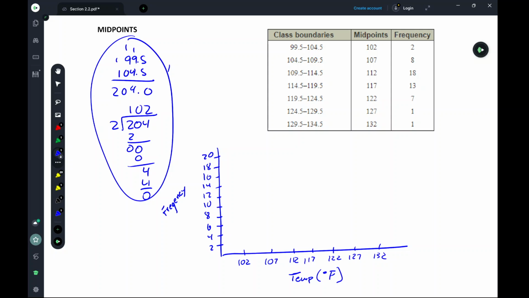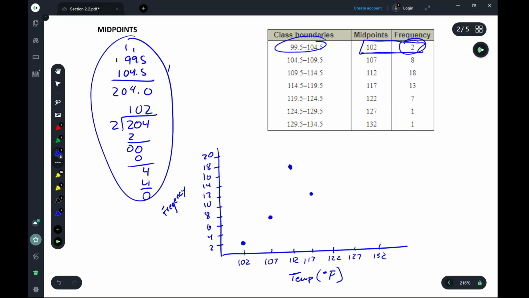Now what I'm going to do is put a point, not a bar, at each of these midpoints associated with its connected frequency. So the midpoint of 102 for this class boundary had a frequency of 2. So at 102, I'm going to put a point at 2. At 107, I'm going to put a point at 8. For 112, I'm going to put a point at 18. For 117, I'm going to put a point at 13. And then at 122, we're back down at 7, and then a 1 and a 1.